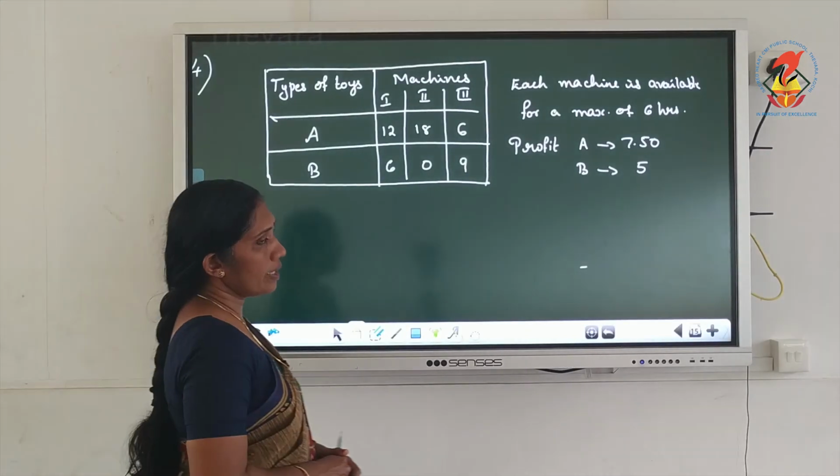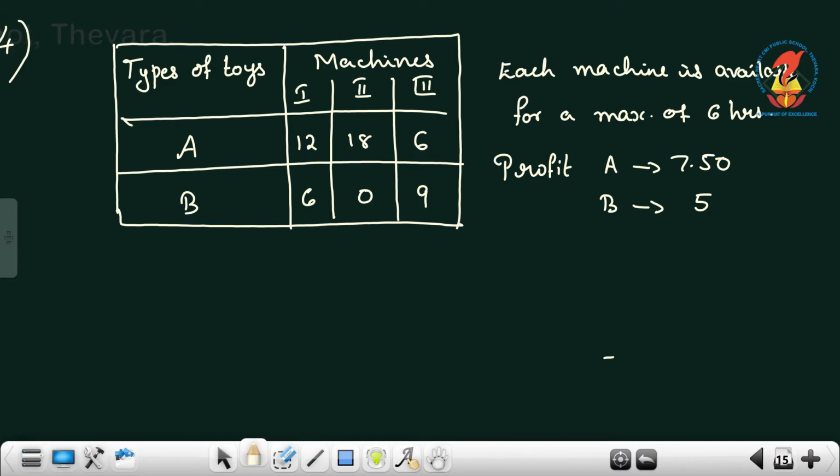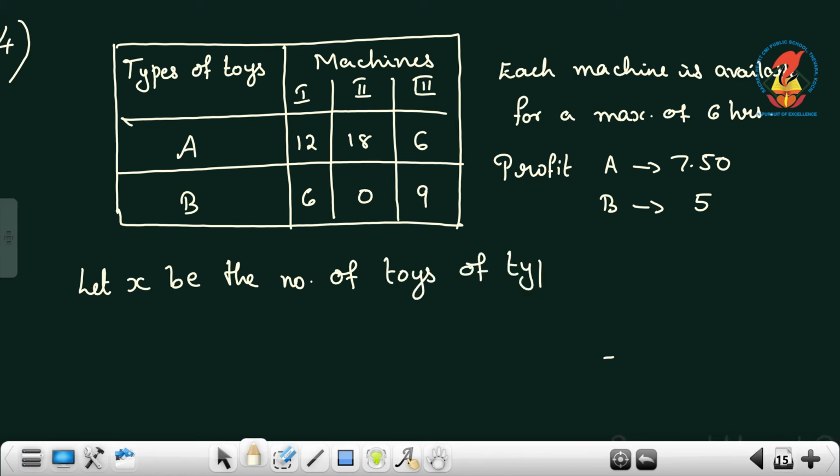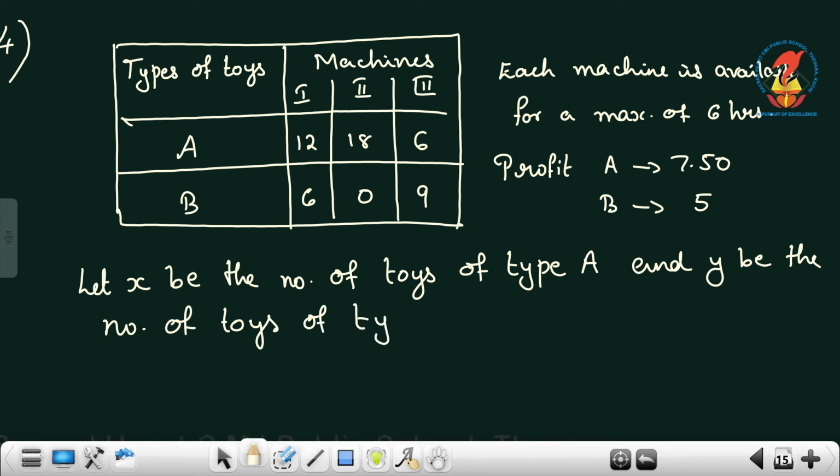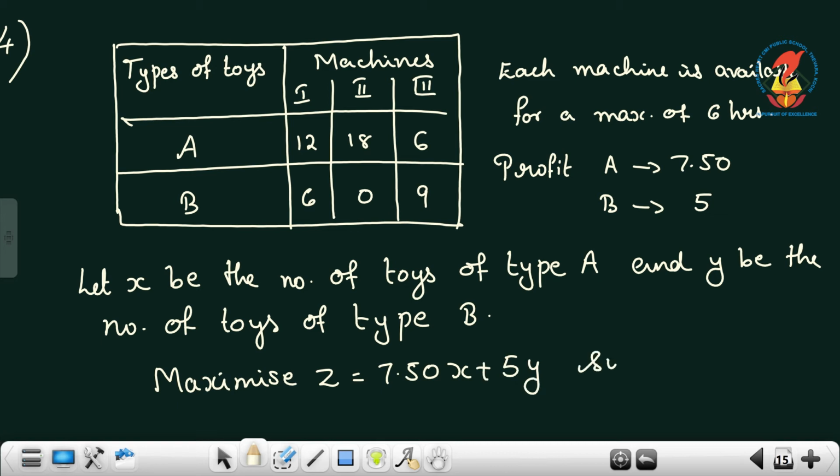So again we have to write the objective function. Let x be the number of toys of type A and y be the number of toys of type B. Then the objective function is maximize z is equal to 7.50x plus 5y subject to constraints based on this table.